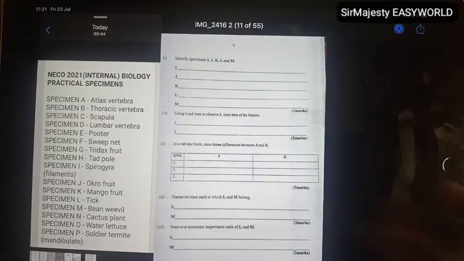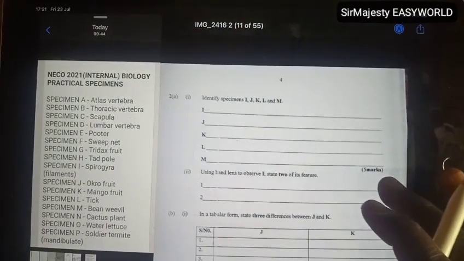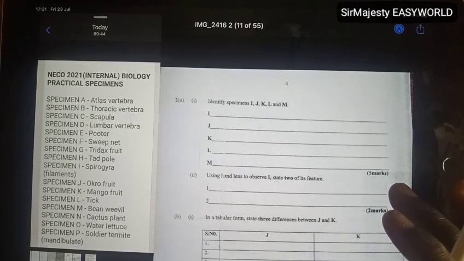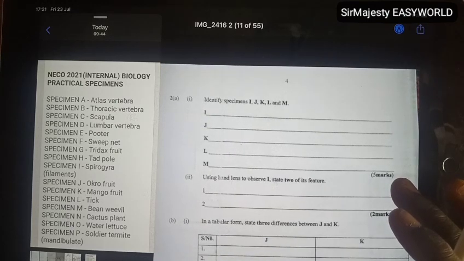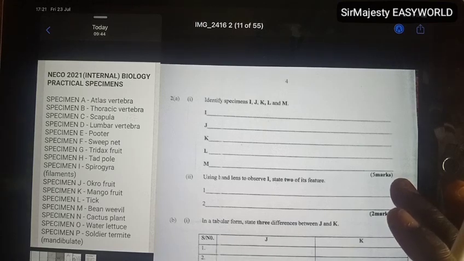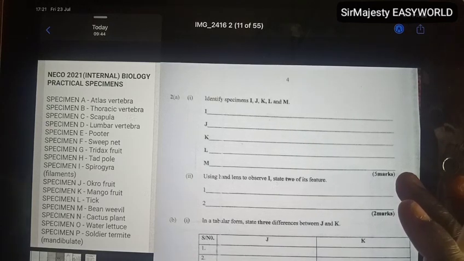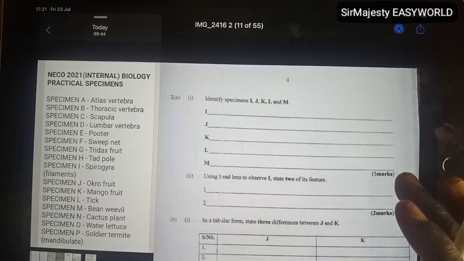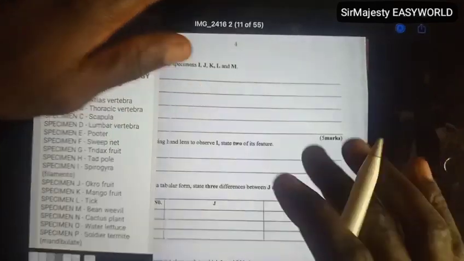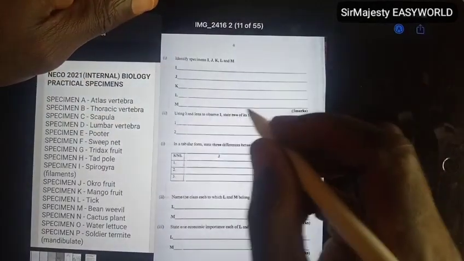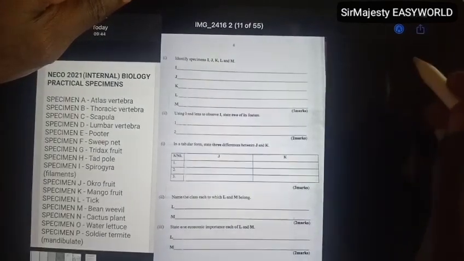Okay, this is page 4. Actually, we continue from question number 2. Here it says identify specimen I, J, K, L, and M. Simple. You can see that I is Spirogyra, J is okra fruit, K is mango fruit, L is tick, then M is bean weevil. Using a hand lens to observe I, state 2 of its features. That should be Spirogyra. With the aid of a hand lens, you should observe that it is filamentous. That's one thing it will reveal to you. So here you write it is filamentous.